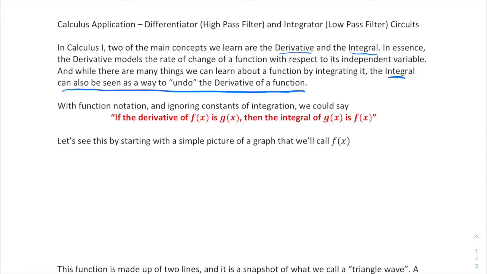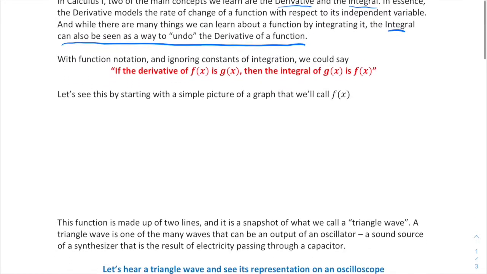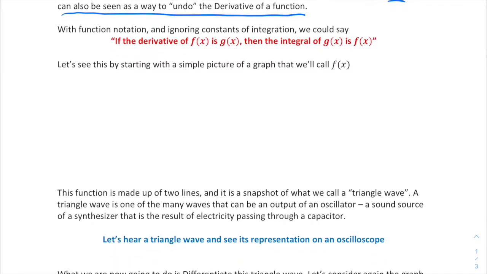With function notation and ignoring constants of integration, we could say if the derivative of f of x is g of x, then the integral of g of x is f of x. Let's see this by starting with a simple picture of a graph that we'll call f of x. This function is made up of two lines, and it is a snapshot of what we call a triangle wave.